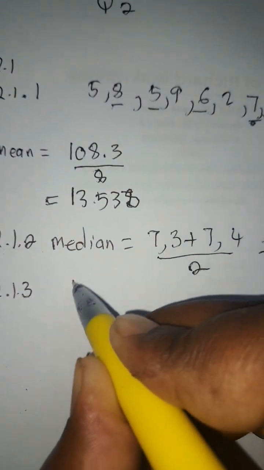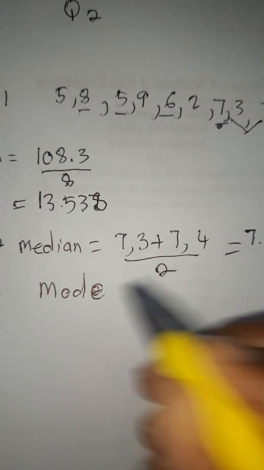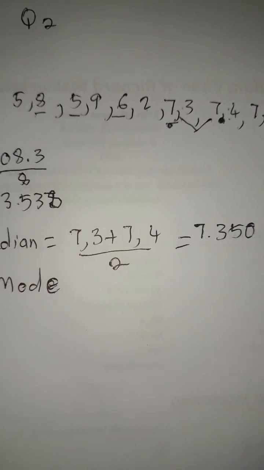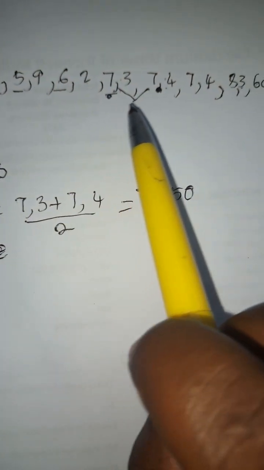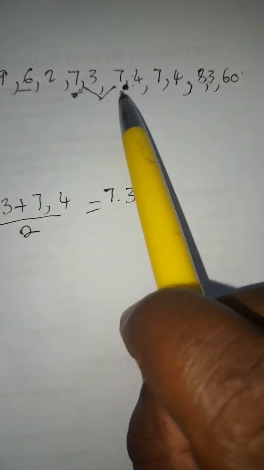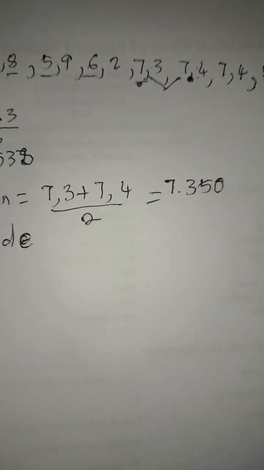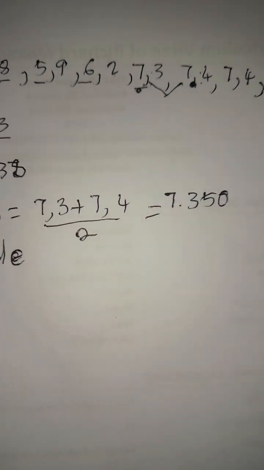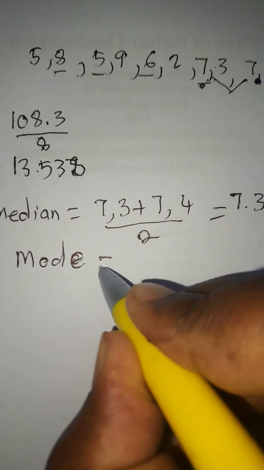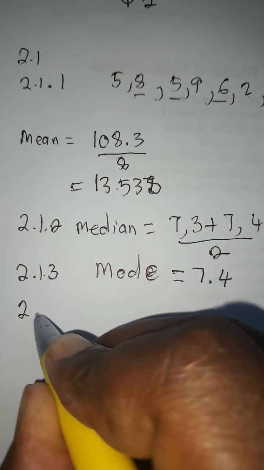Then they said mode. What is the mode? A mode in a data set, guys, is the number that appears most frequently. If you look at this data set, 7.4 appeared twice. So that makes it the mode. So in this case, it's going to be 7.4. We are on the right track.